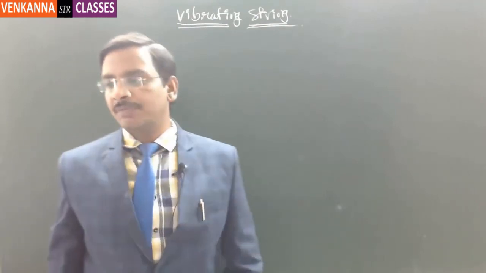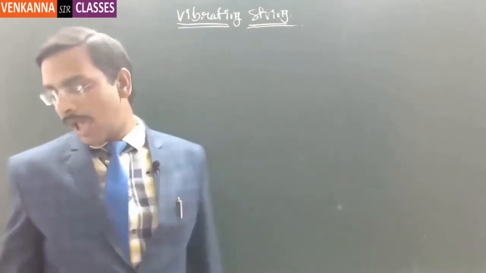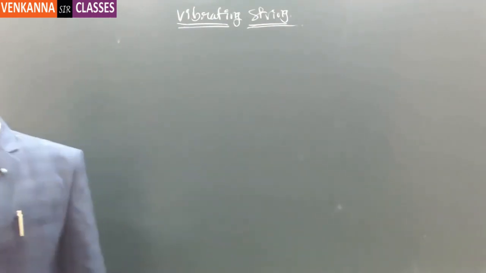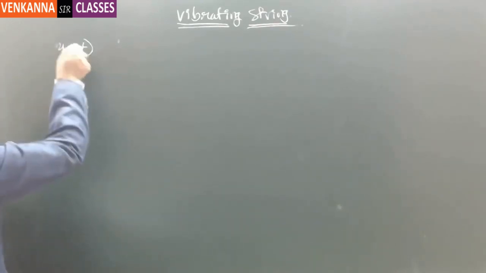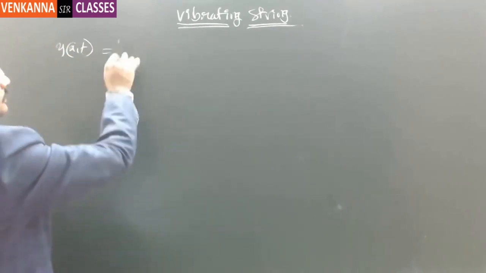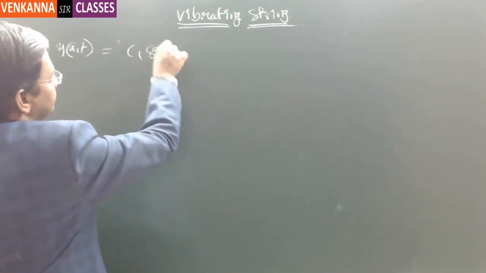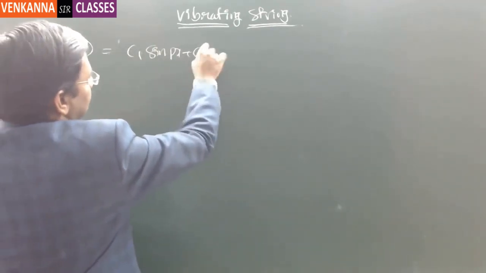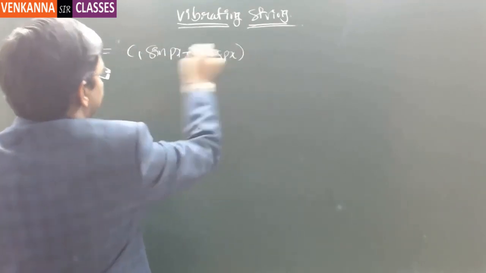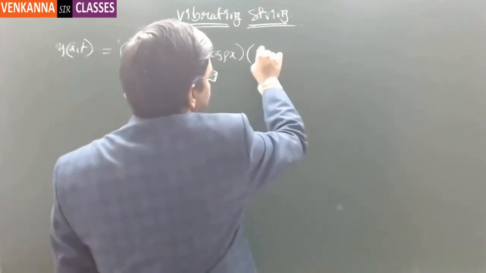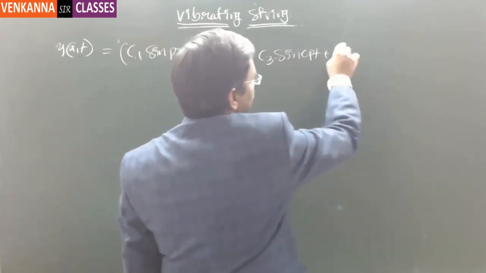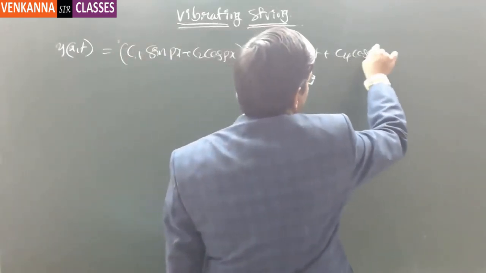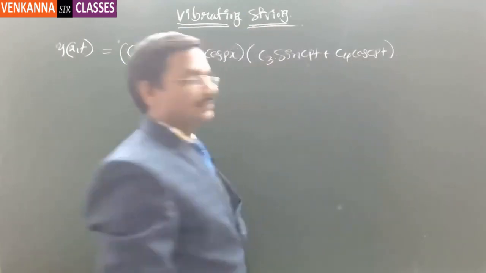So here actually is the general solution of a vibrating string, which is most apt for the solution we proved. That is, y of x comma t is equal to c1 sin px plus c2 cos px, getting multiplied by c3 sin cpt plus c4 cos cpt. So this is the general solution, right?